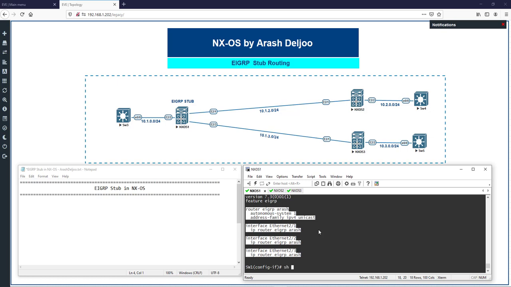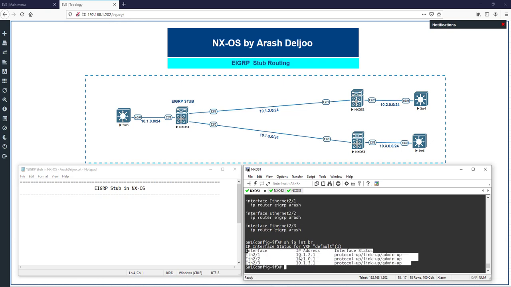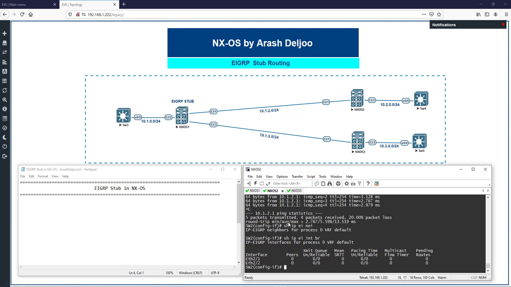And if you need, you can check the IP addressing, for example, with show IP interface brief. Okay, everything seems okay here. Look at here, the IP address of the ETH21 is 10.1.21. The IP address of the ETH23 is 10.1.31, and the IP address of the ETH22 is 10.1.01. It's okay. Let's check the NXOS2's configuration.